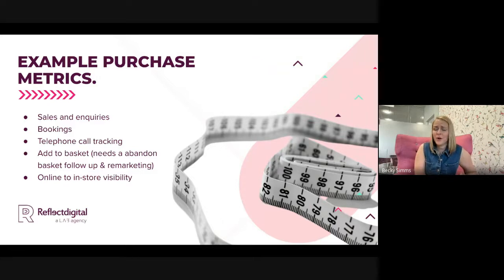Example metrics we might have here are things like sales and inquiries or bookings, whatever that final call to action is for you. Telephone call tracking is important. Add to basket, and then making sure you've got an abandoned basket and remarketing if they don't complete. But here also is where you want to start thinking, if you've got an online to in-store experience, is there any way to tie the two together? Is there something from their research, some kind of code they can give at the checkout to get something off, so that you can see they followed the process through?